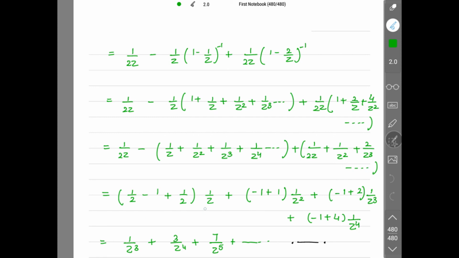Now collecting the terms, the coefficients for 1 over z. So from first I get 1 by 2, then in the second bracket I get minus 1 plus 1 by 2, 1 by z. So this is the coefficient for 1 by z. Then collect the coefficients for 1 over z square, then 1 over z cube, and so on, and you will get the result. So this is how we solve the Laurent series expansion.